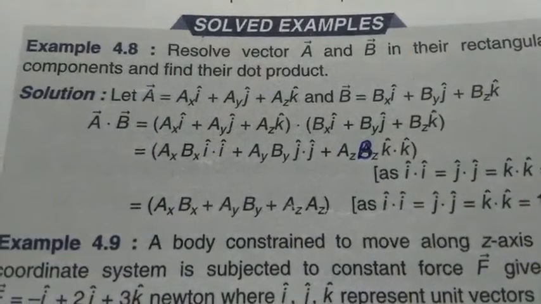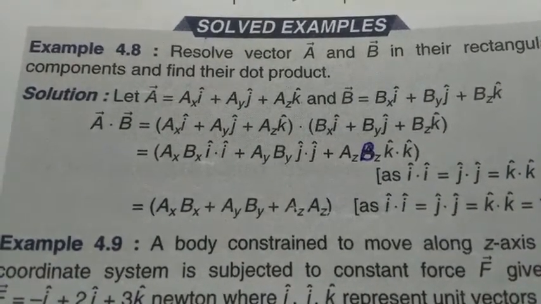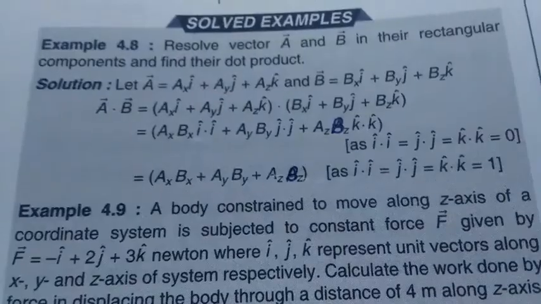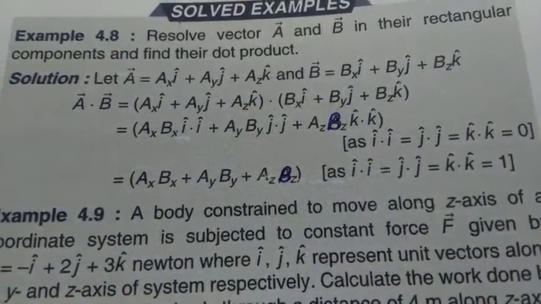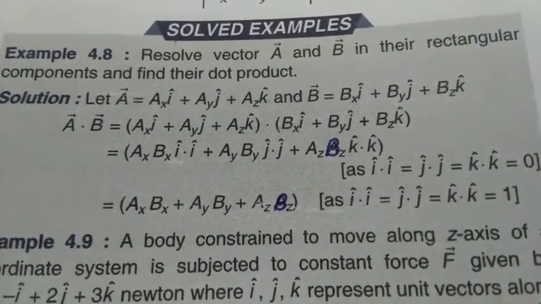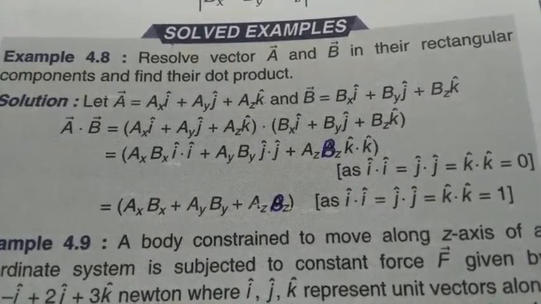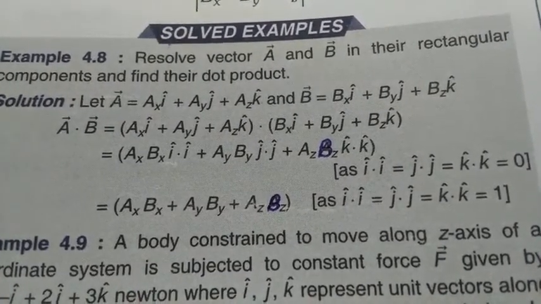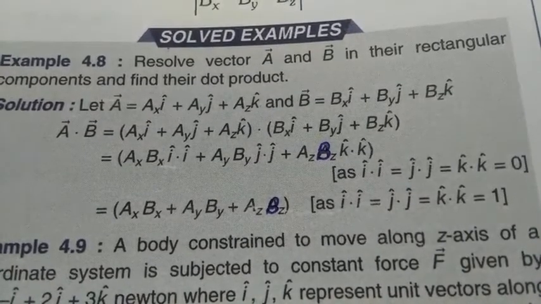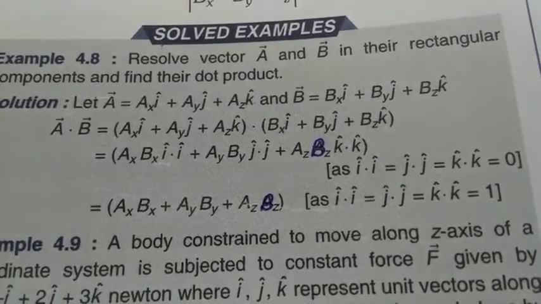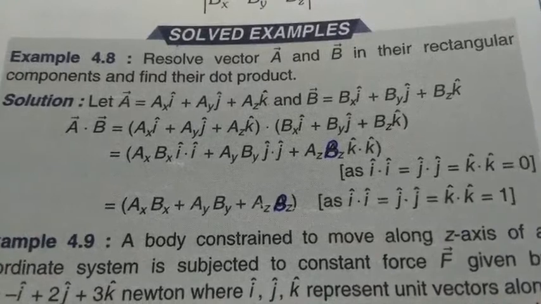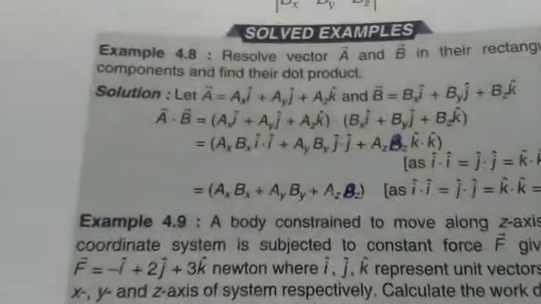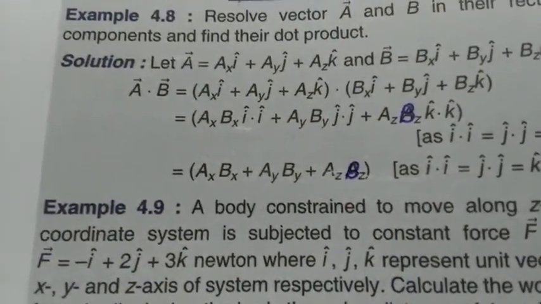Now i into i, j into j, k into k, their value is 1. So they will simply become 1, and we have ax bx plus ay by plus az bz. I hope you all have understood now how we have to do the dot product. In dot product, we will multiply the terms which are in same direction. The term which has i will be multiplied with i only, not j and k. Similarly, the term which has j will be multiplied with j only, and the terms which have k will be multiplied with k only. This one can be considered as the general formula for A dot B.